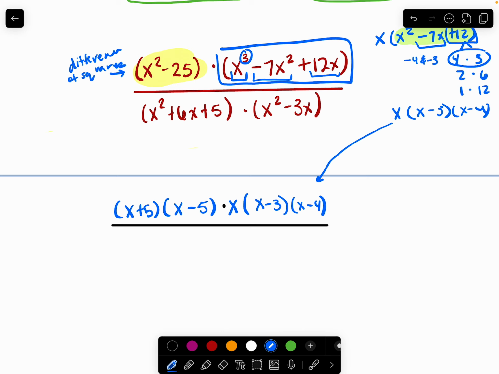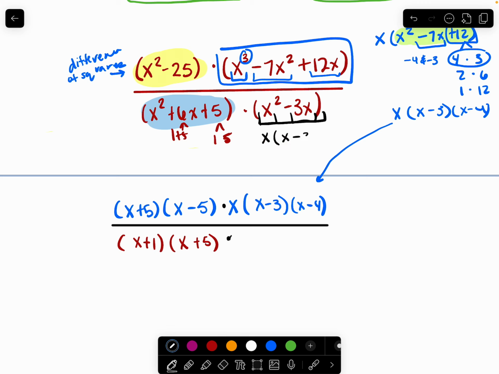Now let's do this one here. 1 multiplies to 5, we know it's just 1 and 5, and we know 1 plus 5 equals 6. So I'm going to replace that with x plus 1, x plus 5, times, we notice that they have a common factor, x, so I'm going to take out x. What's left over? X minus 3. So this would be x times x minus 3.